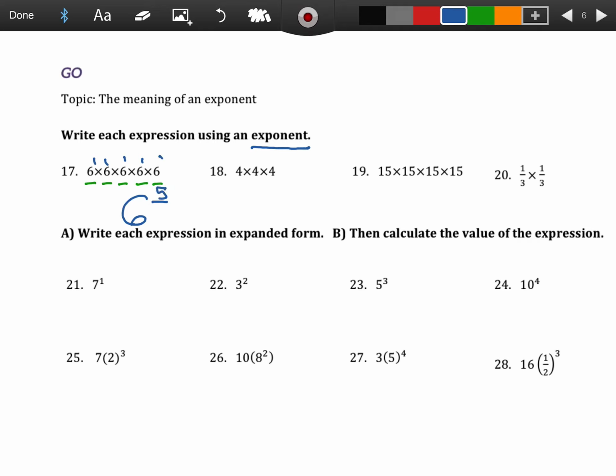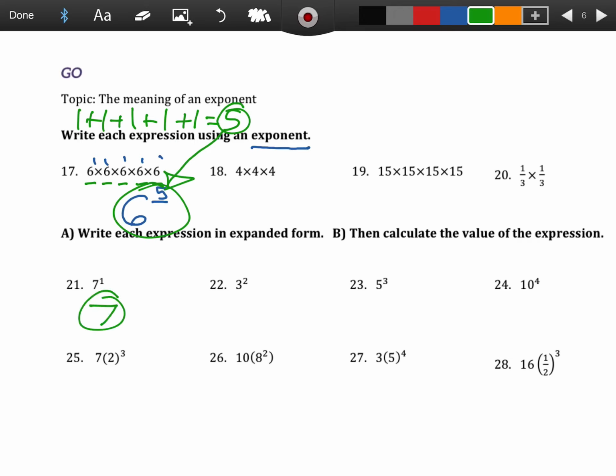So if we add up 1 plus 1 plus 1 plus 1 plus 1, that equals 5. That's how we can rewrite this as 6 to the 5th. That one's pretty simple. As far as the expanded form, let's see what that means. So 7 to the first power, well, that's just 7 on its own. That's easy. 3 squared, expanded.